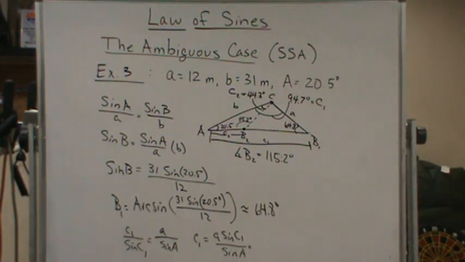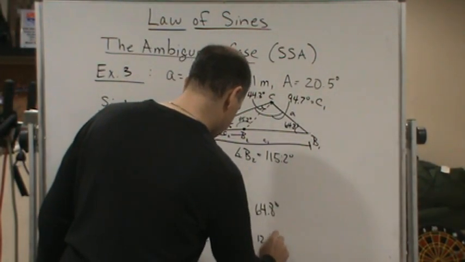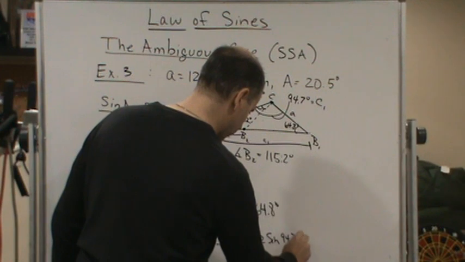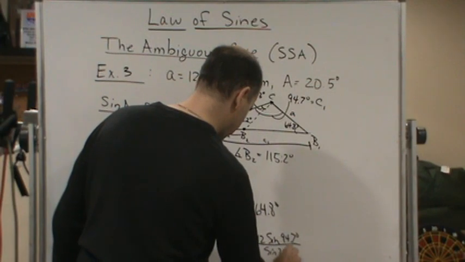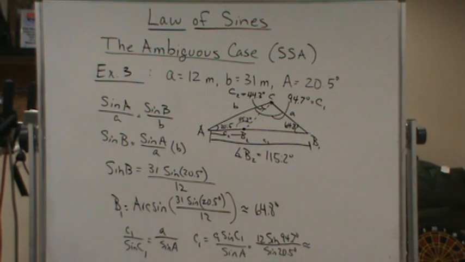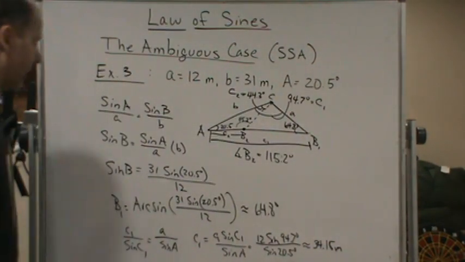And so now, what do we get? We get 12 times sine of 94.7 degrees divided by sine of 20.5 degrees. And so if we stick that in our calculator, we are going to get approximately 34.15 meters. All right, so there you have it.